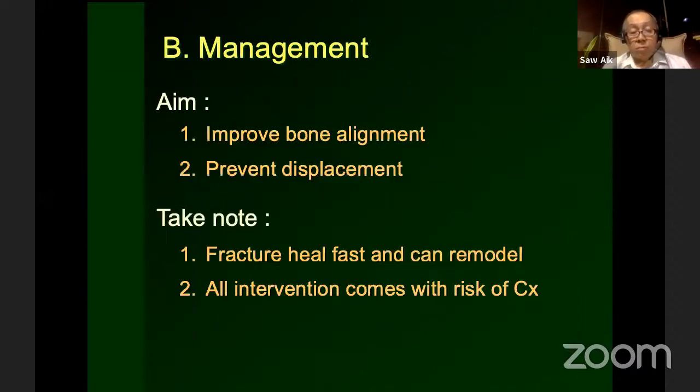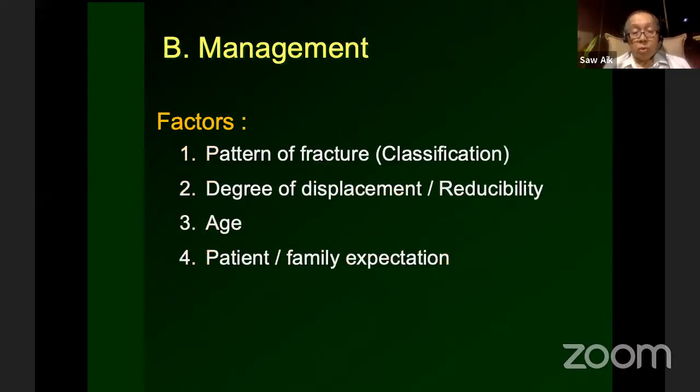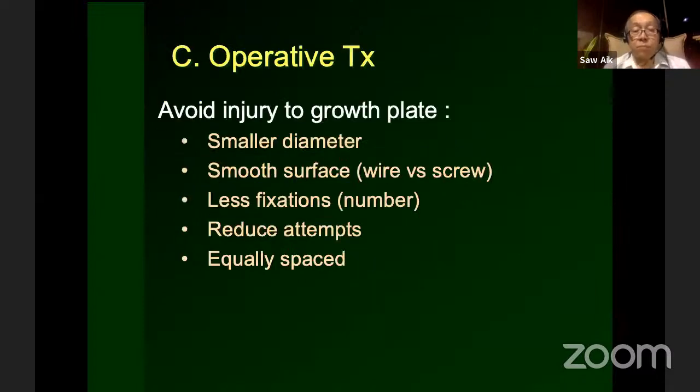Now, the aim of treatment is basically to improve bone alignment and to prevent displacement. But we know that children's fractures heal fast, heal well with remodeling. We also know that all intervention comes with the risk of complication. Now, to plan who to treat and how to treat, the factors involve these four types. First thing is the pattern of the fracture. We base this on classification. Number two, degree of displacement. Three, the age, because that dictates the degree of remodeling and sometimes patient and family expectation. Now, we are going to focus more on acute operative treatment because of limitation of time.